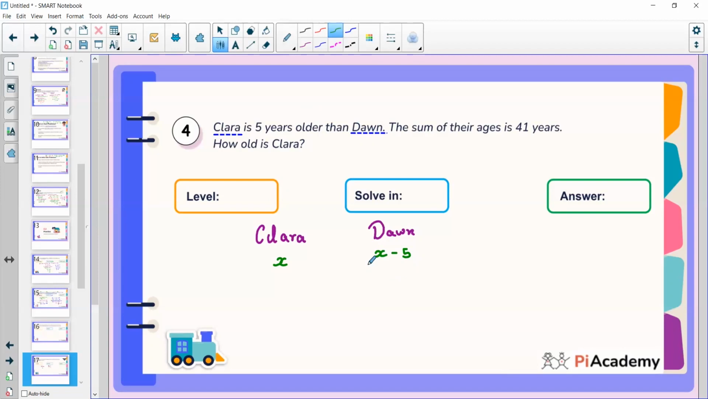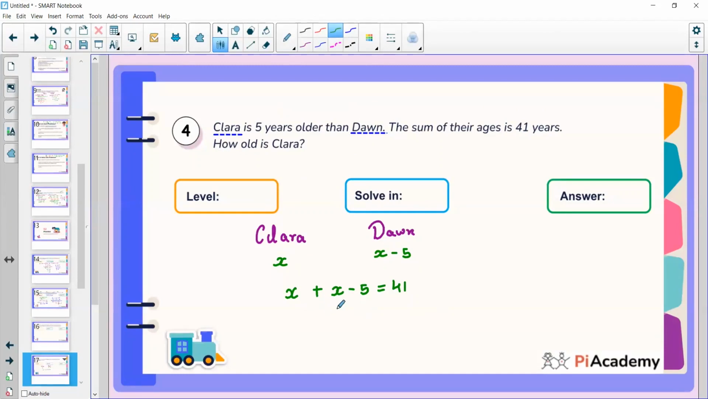See, so we didn't need to take a separate variable for Dawn's age. And now we have Clara's age as x, Dawn's age as x minus 5. Now the second information given is the sum of their ages is 41 years. Now, how can we use this info to write down an equation? Just adding up the ages. Clara's age is x plus Dawn's age is x minus 5. It's given as 41. That's it. We got an equation now. So using the first line, we wrote down the expressions, and using the second line, we write down the equation.